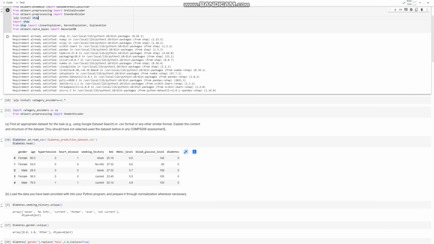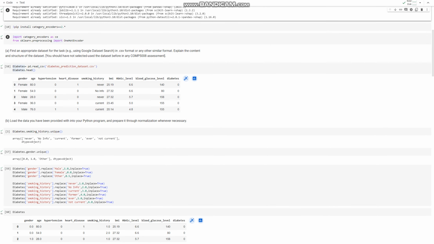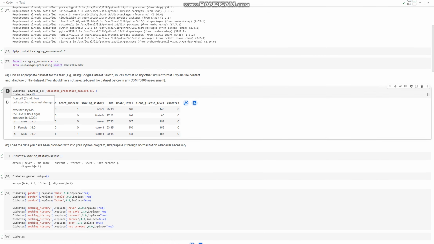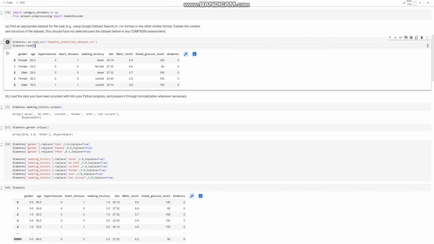This is task 3, exercise 1. I'm working with a data set of 10,000 patients that have diabetes. Now I'm setting up my libraries. Here is task A, where I upload the data set.